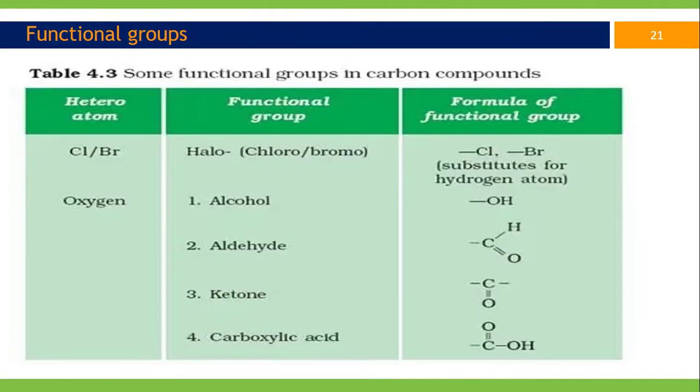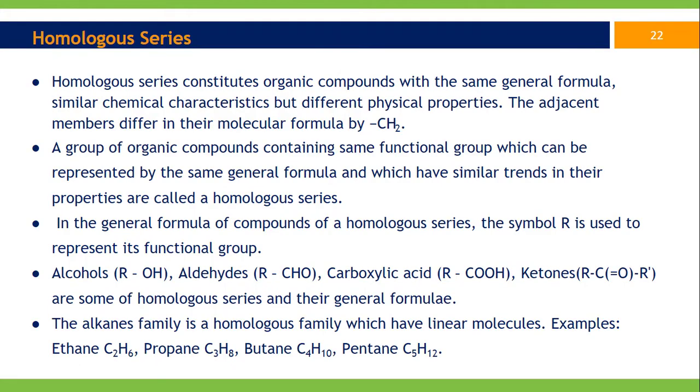Here are some of the functional groups in carbon compounds: halo compounds, alcohol, aldehyde, ketone, carboxylic acid. Homologous series. This series constitutes organic compounds with the same general formula, similar chemical characteristics but different physical properties. The adjacent members differ in their molecular formula by CH2. A group of organic compounds containing the same functional group, which can be represented by the same general formula and which have similar traits in their properties, are called a homologous series.